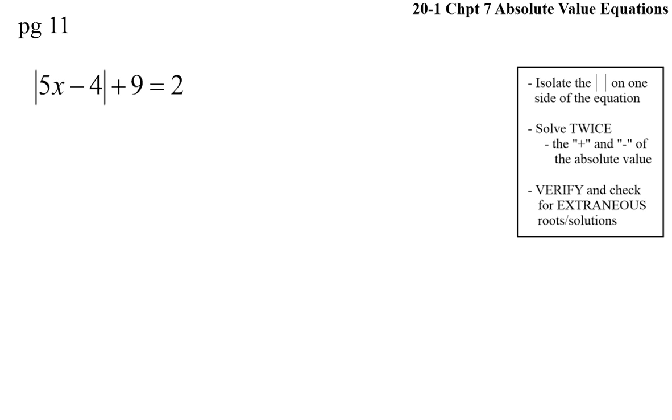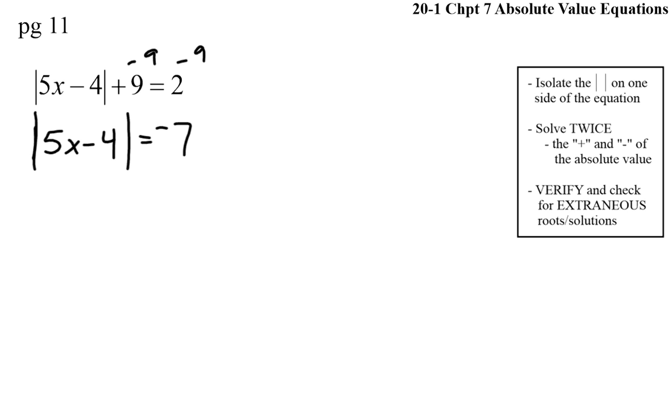So the first thing, isolate your absolute. Subtract 9, so we're left with absolute of 5x minus 4 equals -7. Well, what are we going to do here? I'll be honest with you, we're not going to do anything. You need to learn to recognize a situation like this.